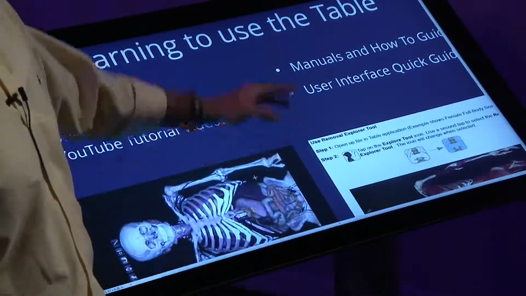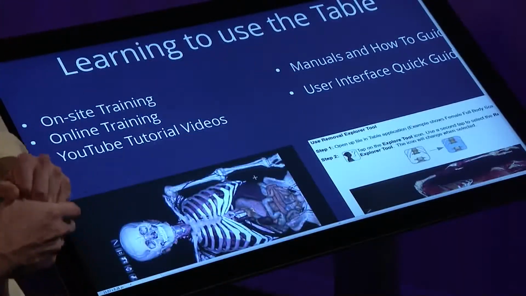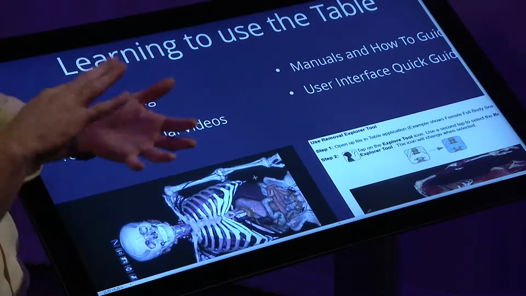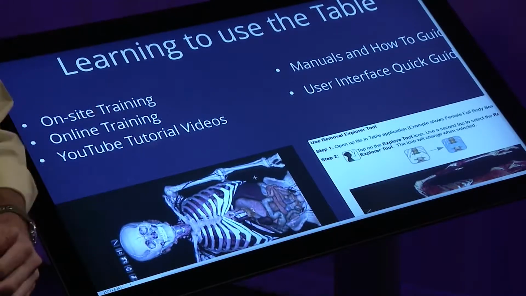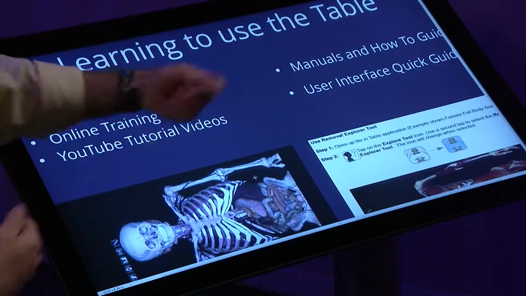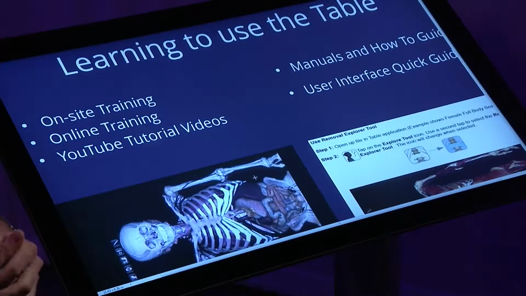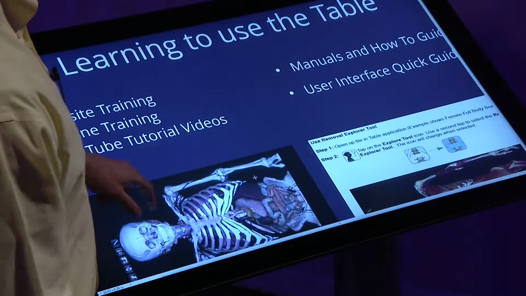And then we have this user interface quick guide. It's essentially a double-sided piece of paper. It's got the icons and what they do, in a short little description, that you could potentially laminate and keep next to the table. A little quick guide.